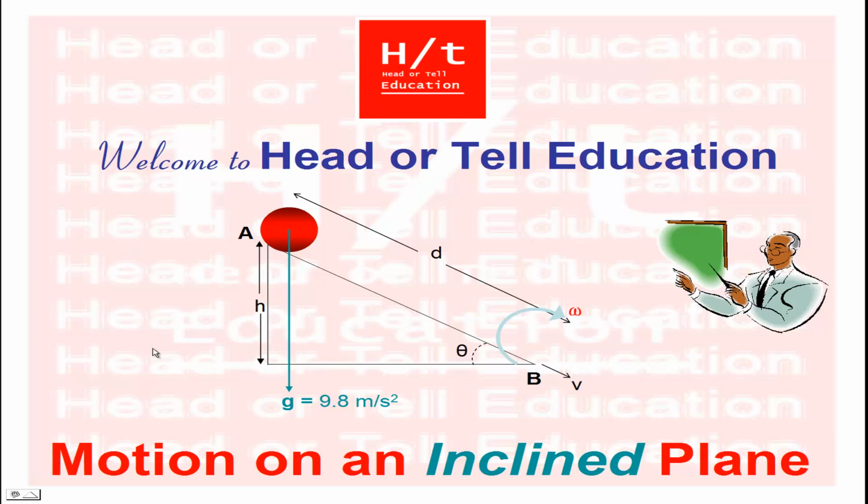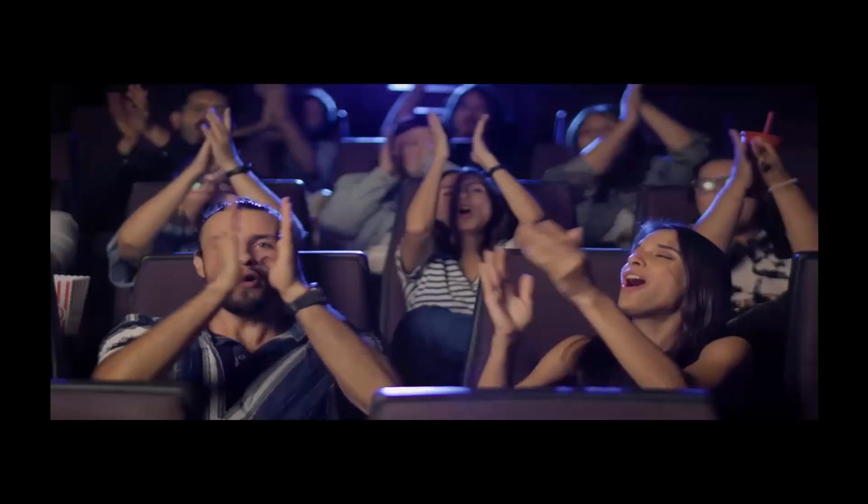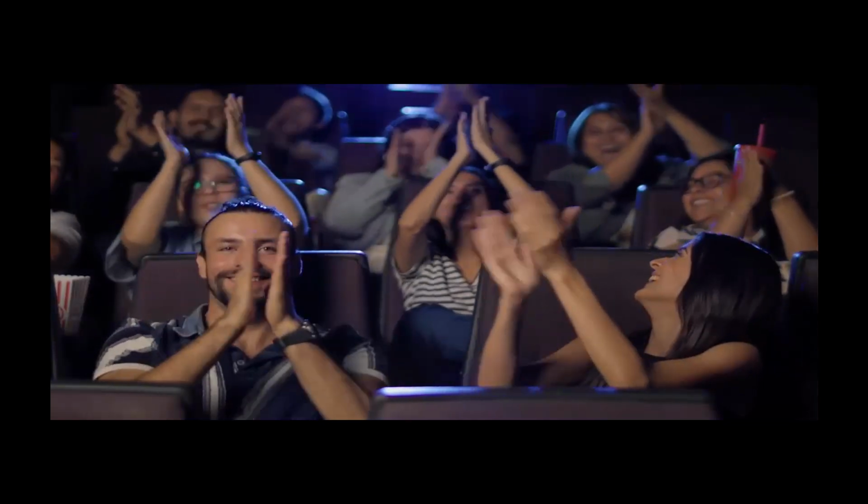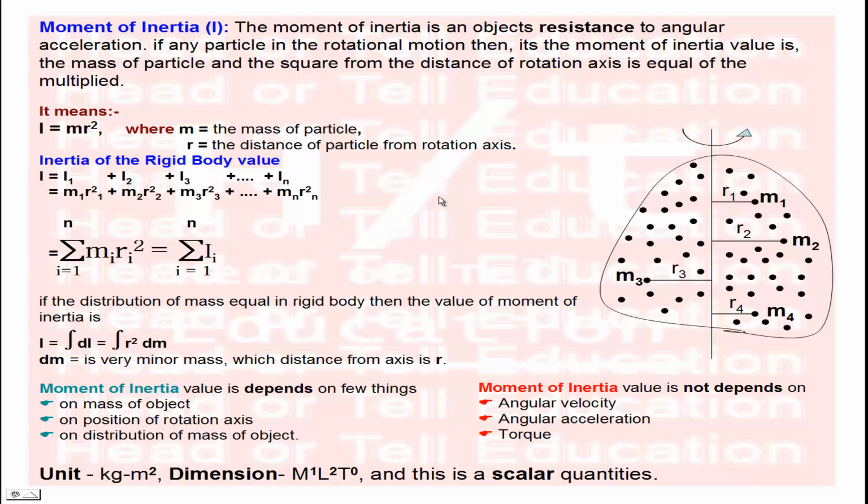Today our topic is motion on an inclined plane. To understand motion on an inclined plane, first we need to know a few things. The first is moment of inertia, I. The definition is: the moment of inertia is an object's resistance to angular acceleration.